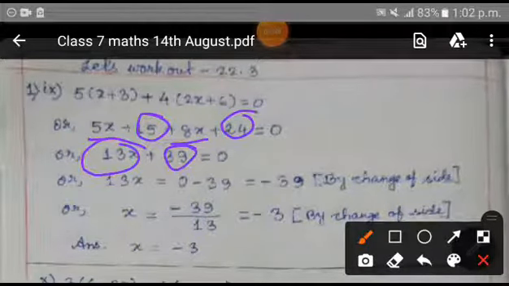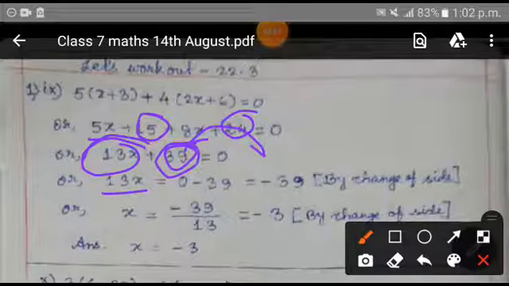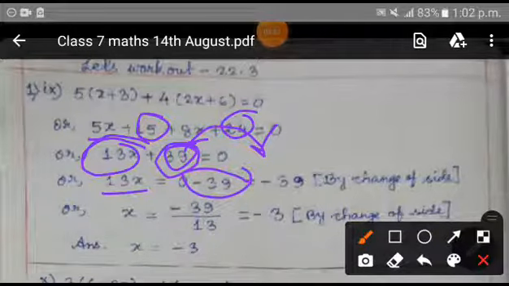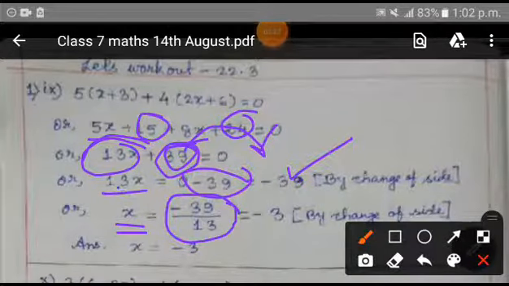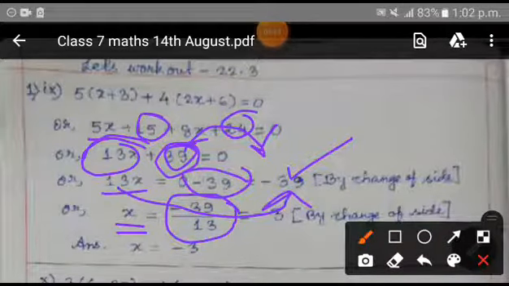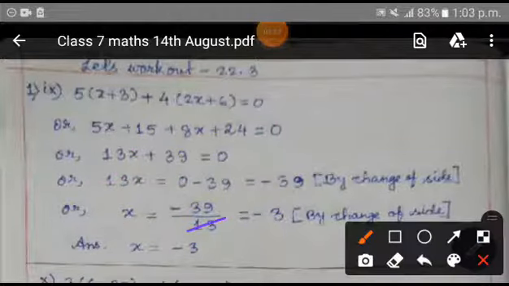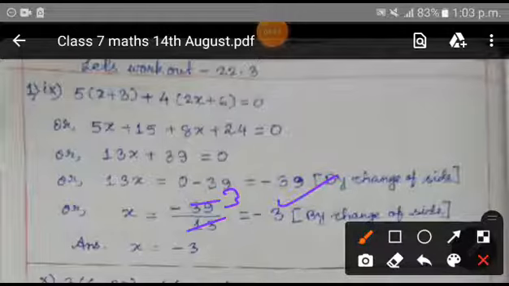So 13x will be equal to this +39, I am sending on the other side, and it will become -39. So 13x = -39. After that x will be equal to -39 by 13. This 13 will go down into the denominator, so -39 by 13. Then after cancellation we will get 13 3s are 39. If I cancel 13 with 39 I will get 3. So -3 is the answer. 13 3s are 39. So x = -3.